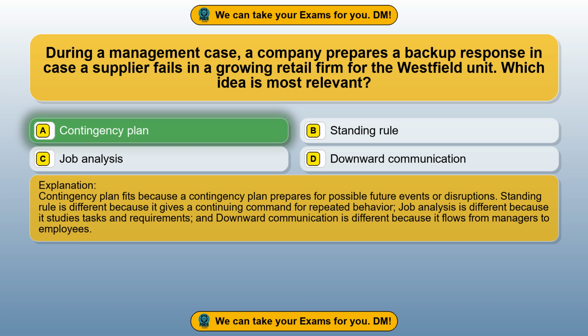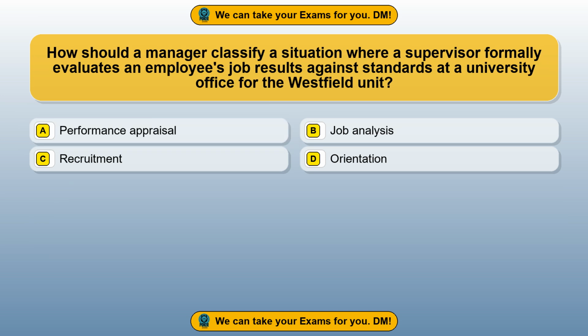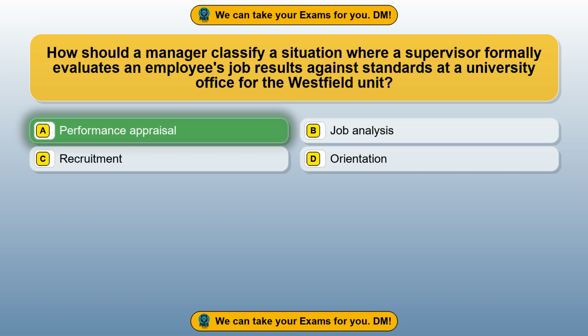Question 7. How should a manager classify a situation where a supervisor formally evaluates an employee's job results against standards at a university office for the Westfield unit? Option A, performance appraisal. Option B, job analysis. Option C, recruitment. Option D, orientation. The correct answer is option A, performance appraisal.